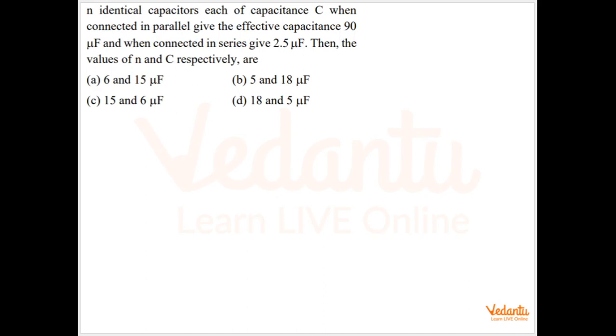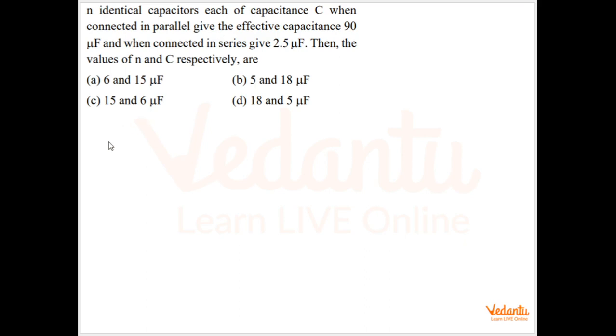Next, my dear bacha log, in this question, n identical capacitors, each of capacitance C, when connected in parallel give capacitance of 90 microfarad and when connected in series give capacitance of 2.5 microfarads. We have to find the value of n and C respectively.